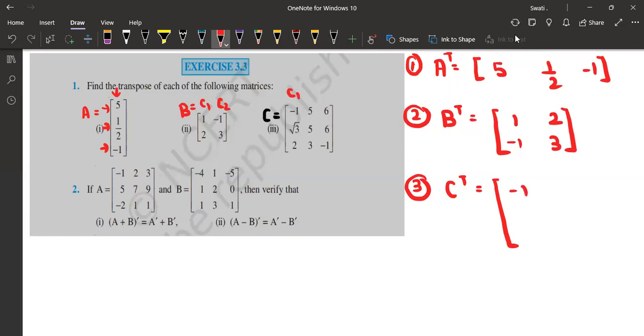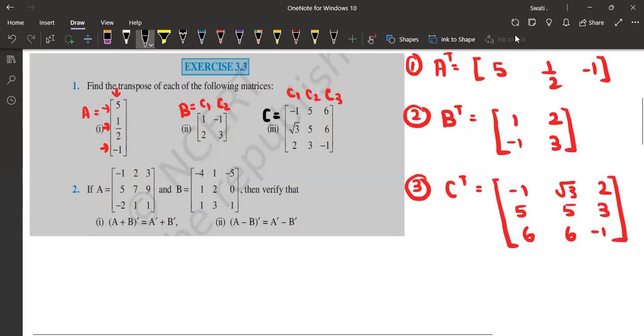So minus 1, 2, 3, and 2. Second column, I'll make it as second row. So this will become 5, 5, 3. Third column, I'll make it as a third row. So this is 6, 6, minus 1. And this is the C transpose. And we are done with the first question. It was very straightforward. Now let's come to the question number 2.